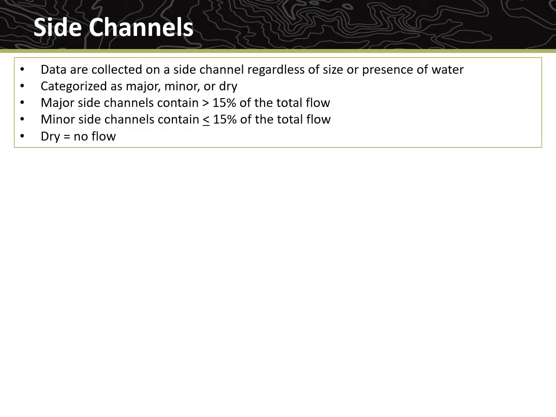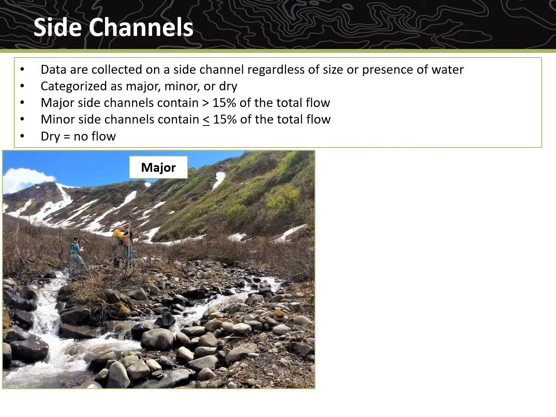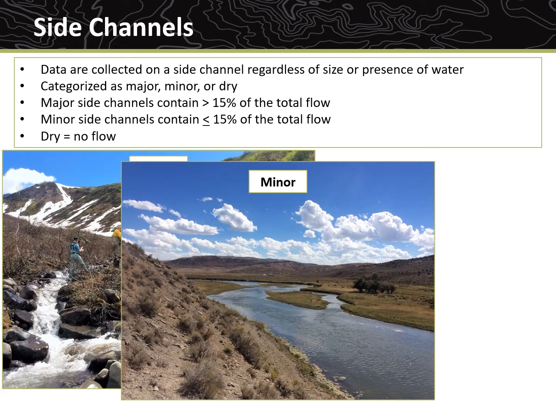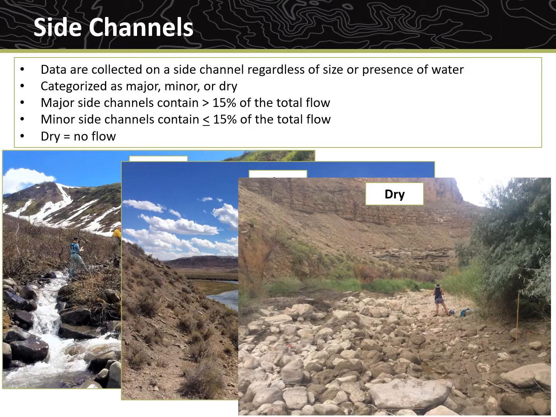Data should be collected on side channels regardless of size or presence of water. However, the side channel must be categorized as major, minor, or dry. Major side channels contain more than 15% of the overall flow of the stream. Minor side channels have less than or equal to 15% of the total flow. Dry channels are channels with no flow and include those with standing pools of water.